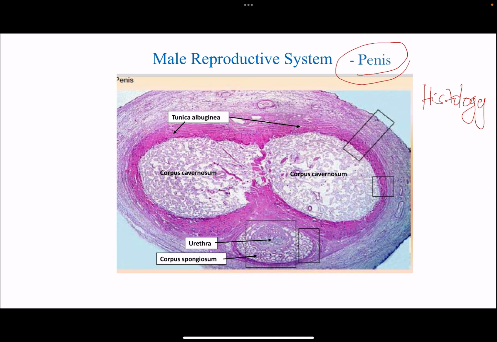There are two corpora cavernosa. See this one, corpora cavernosa. And one corpus spongiosum. The corpora cavernosa are both located on the dorsal side. This one, corpus spongiosum, is surrounding the urethra. So the urethra is here.